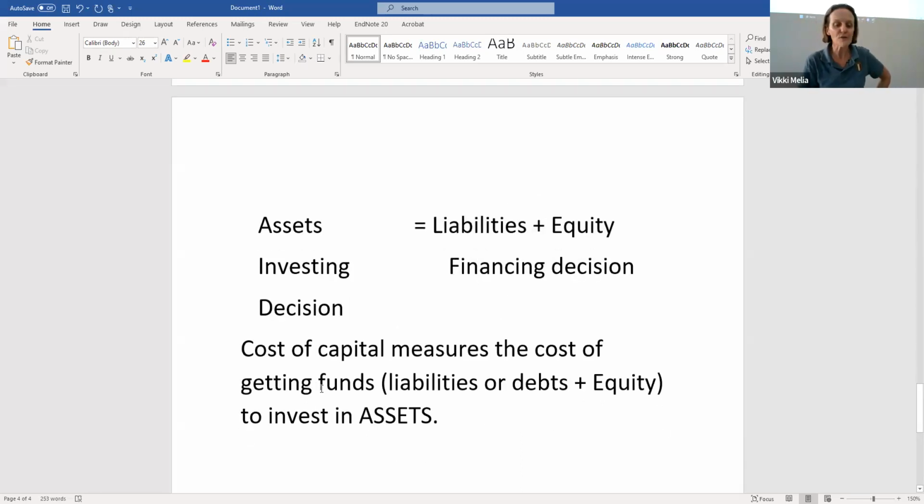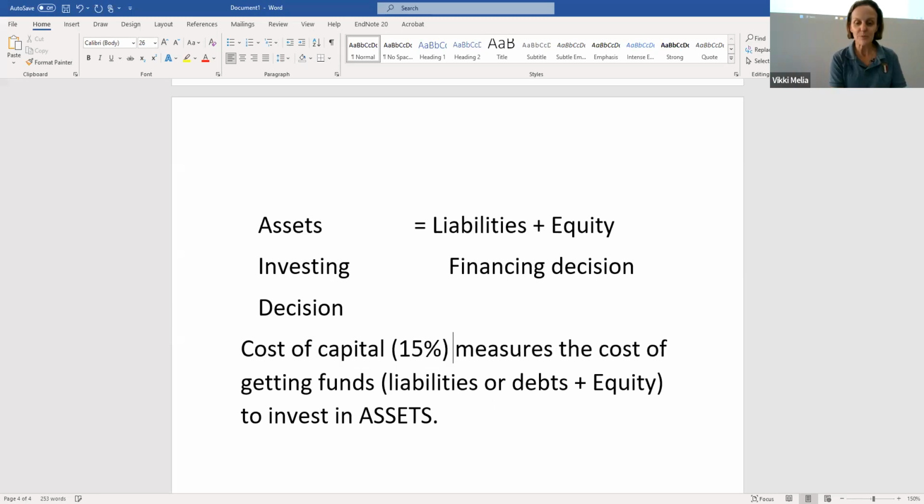So we're measuring the cost of getting the money that we need to invest in assets. So how is that helpful? It's helpful because this cost of capital is the minimum return that we need to earn from investing in the assets. If my cost of capital is 15%, I need to earn at least 15% from the asset just to cover the cost of getting the money. If my assets earn a return of 15%, I just break even. I'm not making any money.